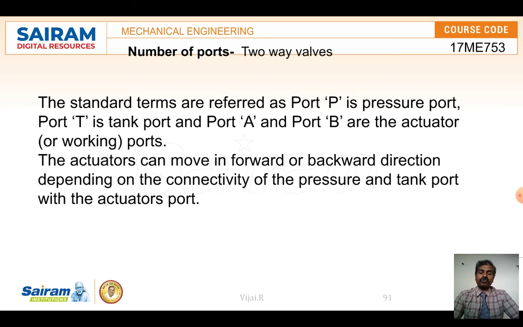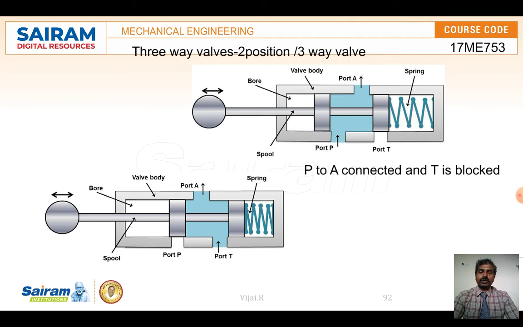The actuator can move forward and backward depending upon the connectivity of the pressure and tank ports with the actuator port, right? So here the second one is the two position three-way valve. As we already said, direction control valves decide in which direction the fluid has to flow, or from where to where it has to flow.